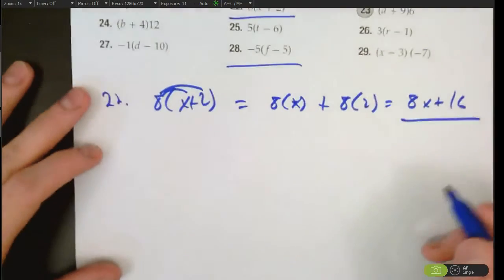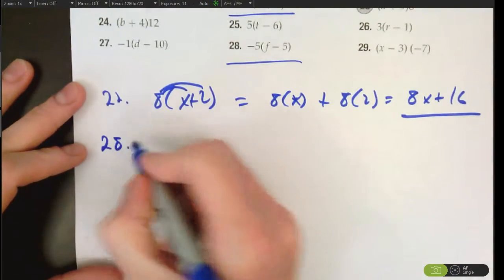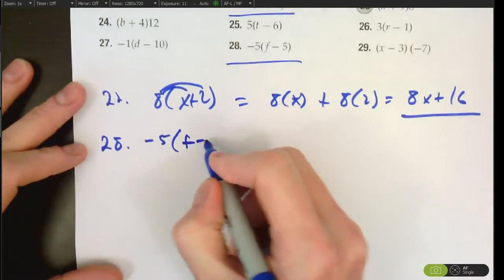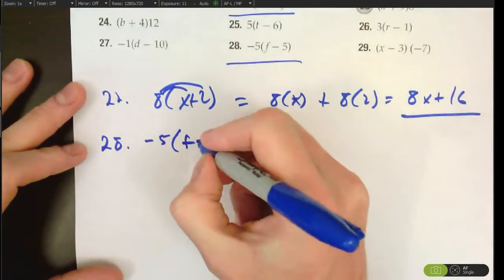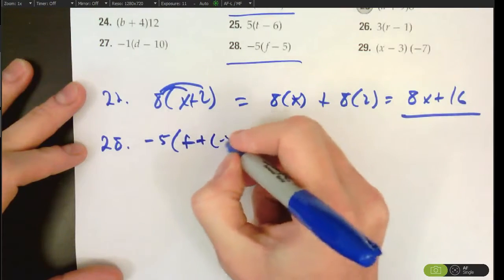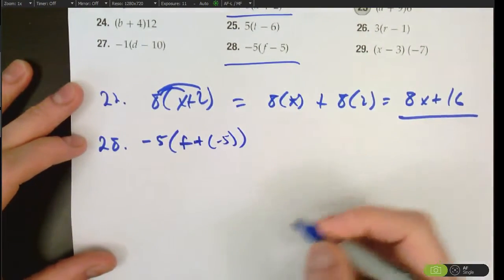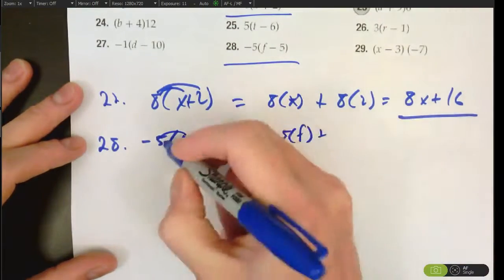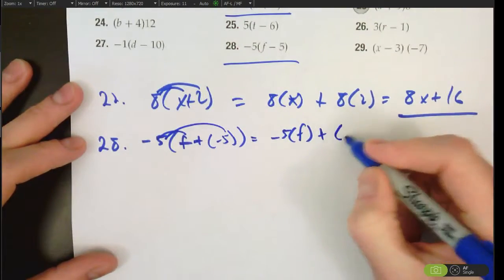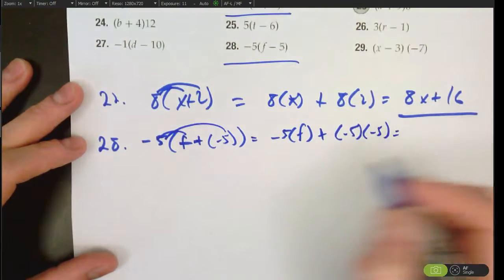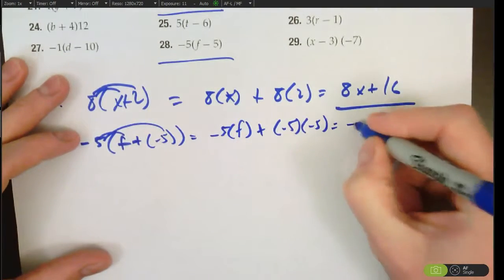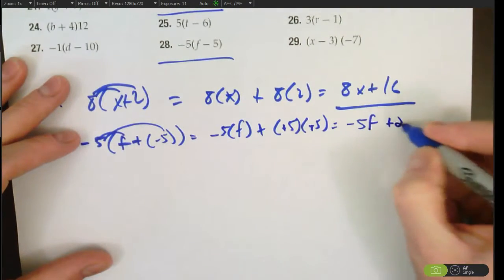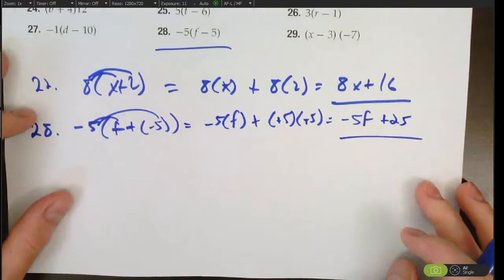Now, for number 28, this is my little, I wouldn't say trick, but this is the way I prefer to do it as a teacher. Instead of making that f minus 5, make that f plus -5. And that way, when you do -5 times f plus -5 times -5, -5 times f is -5f. -5 times -5 then becomes positive 25. And that takes care of our addition for us.